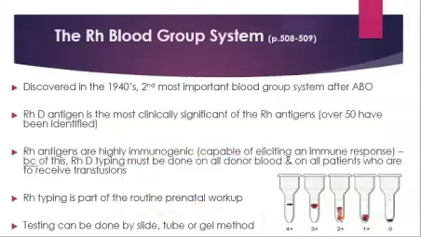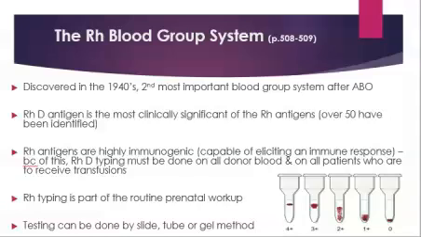The second most important blood group system next to the ABO blood group is the RH blood group, and it was discovered in the 1940s. The RHD antigen is the most clinically significant of the RH antigens. RH antigens are highly immunogenic. This is why we must test a donor's blood in all patients who receive transfusions for the RH antigen. Also, RH testing has become part of the routine prenatal workup.